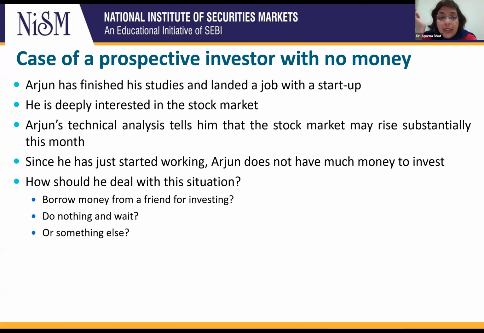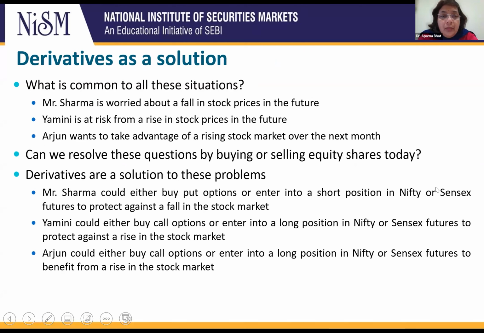So buying or selling stocks today is not an option, because in Mr. Sharma's case, we said that he's worried that the market may start falling over the next month. And Yamini and Arjun think that the market may start rising over the next month. So buying or selling today is not a viable alternative, because all the action is going to happen over the next 1 month. So we need some instrument which will enable them to act on their views for the next 1 month. So derivatives is such an instrument. So how does derivatives become a solution in these cases?